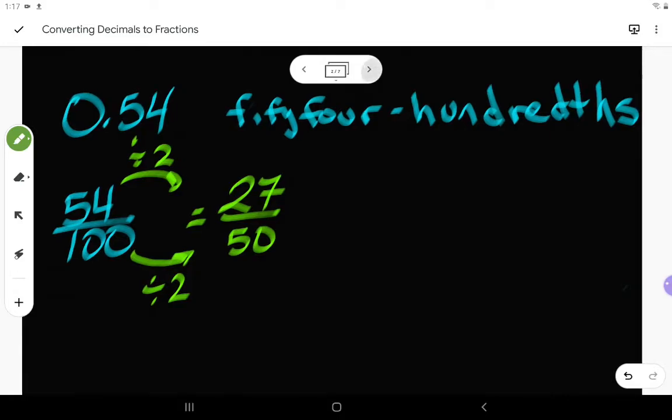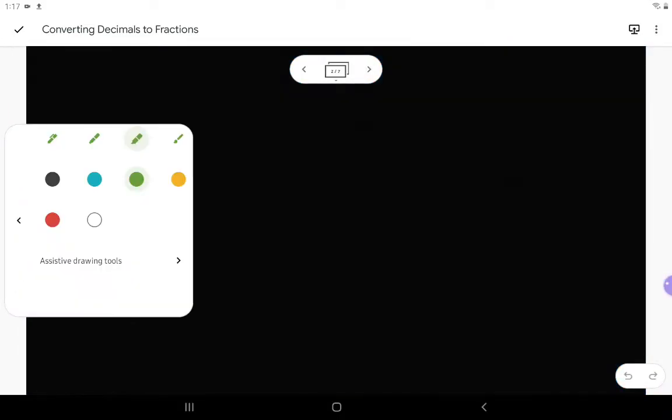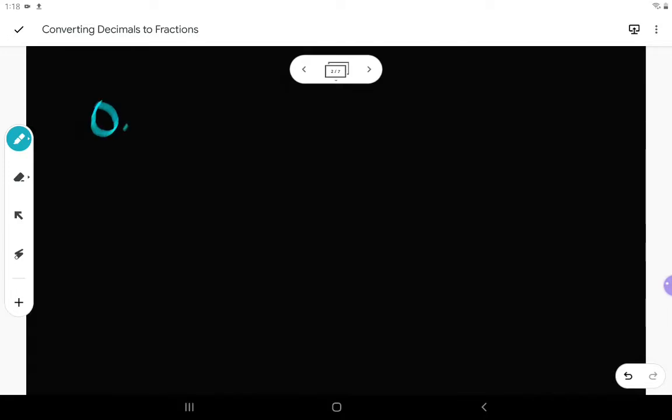Now, if you forget how to say your decimal number and you're not quite sure which place value everything is in, because sometimes we forget, I'm going to show you another way that you can do it. When I want to put this into a fraction, I start by looking at where my decimal point is. I care about everything on the right-hand side of the decimal point. On the right-hand side, I have 2 numbers, the 5 and the 4.